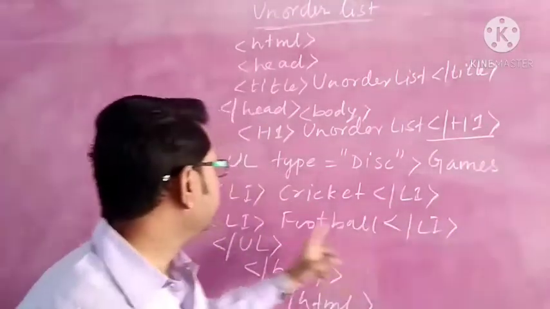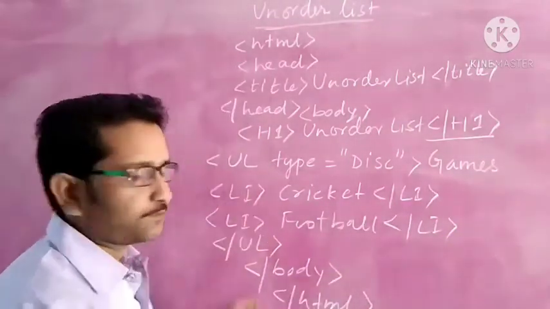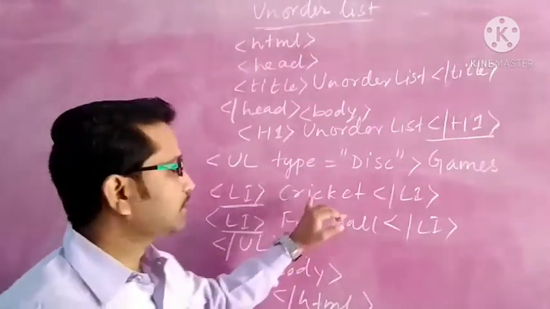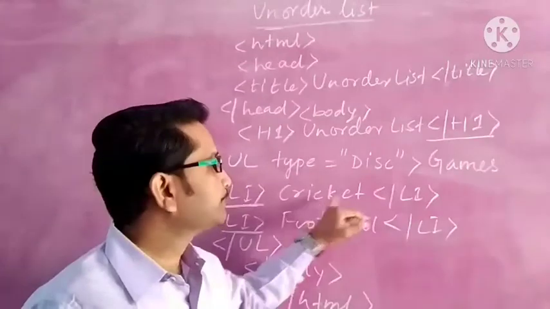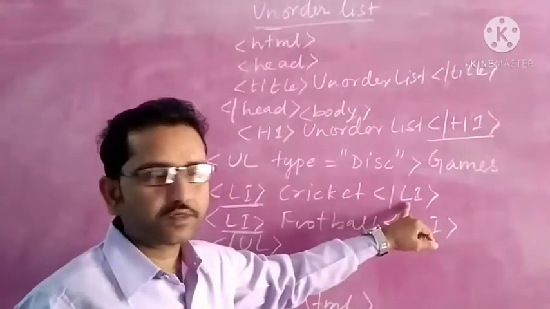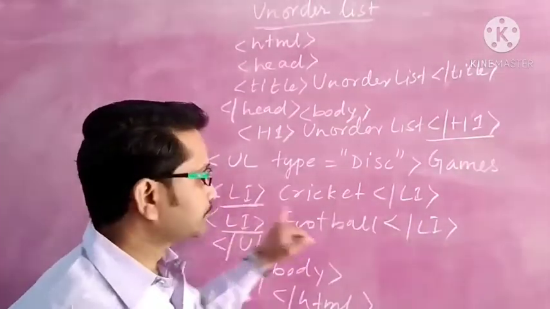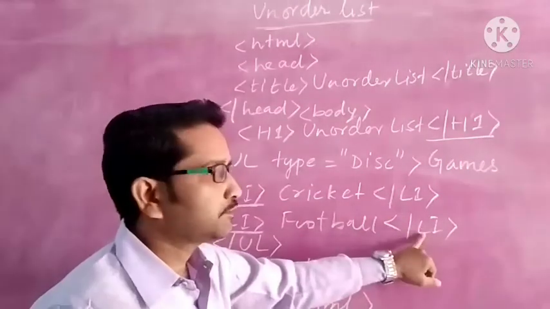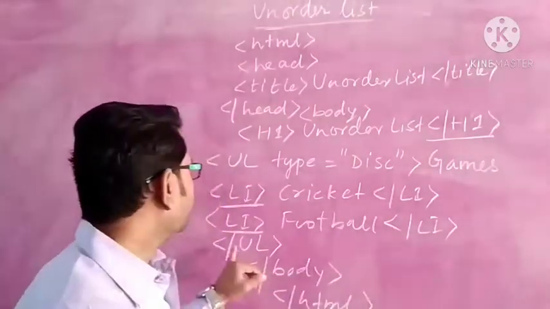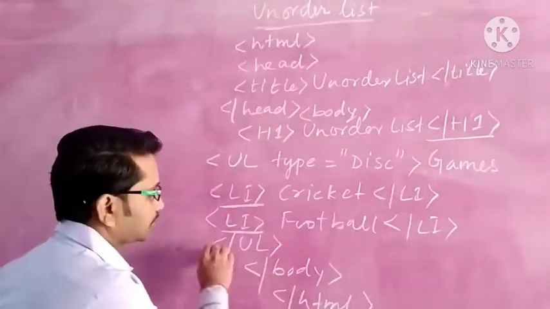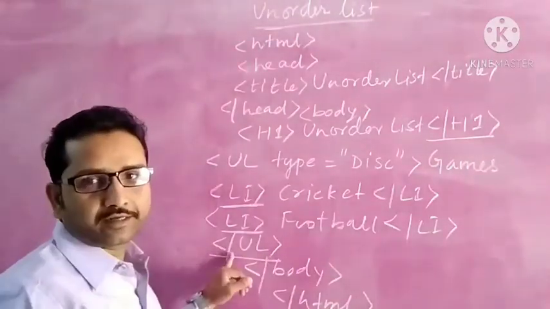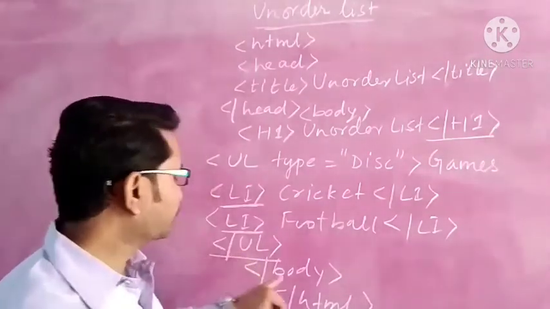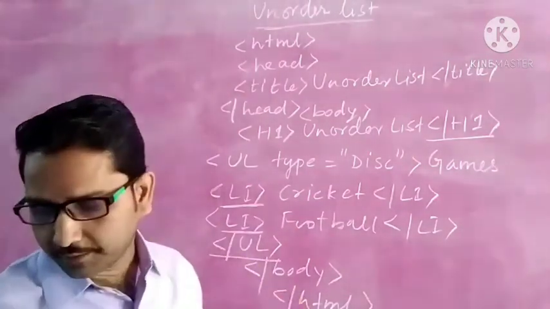So games I have given, and list item. I have to define a list item. So I have defined 2 list items. In one I have written cricket. The list item is closed over here. After that another list item, where I have written football. It will be closed over here. And lastly I have closed the UL tag, because unordered list is also a container tag. After that body, and then HTML.